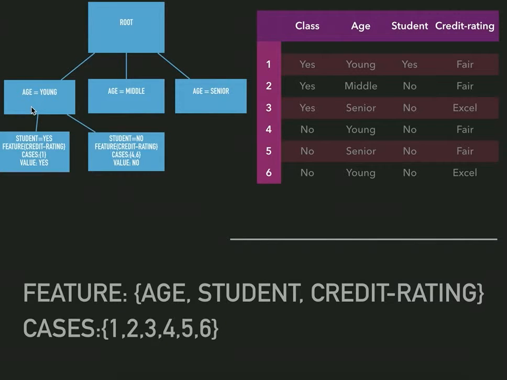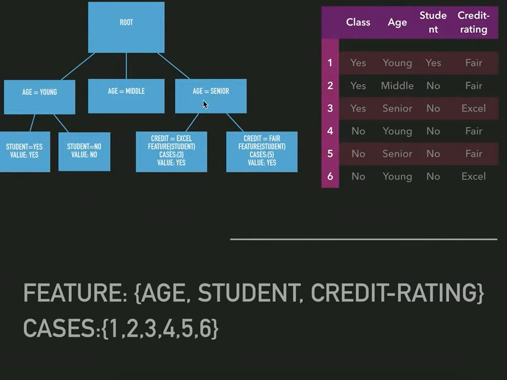For the first node, because the class values haven't converged, we will continue our process, and the next attribute chosen is student, and we will split it into two different branches. And right now the class value has already converged on both of these nodes, so we will stop. And similarly for age equal to senior, the attribute has been chosen already.